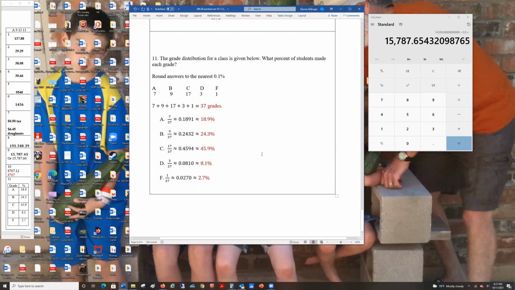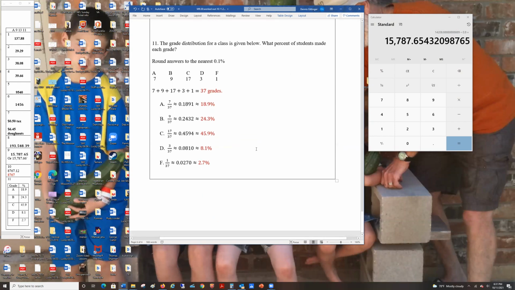Now here's the grade distributions, which is a really good treatment of this. The problem's on page 5 or 6, I guess, and I think on page 7 and 8 we get the answers. This is a nice little summary. 7 plus 9 is 16, plus 17 is 33, 36. There's 37 grades. You take each of these numbers, 7, 9, and so on, divide it by 37, and it says to round the answer to the nearest 0.1%.